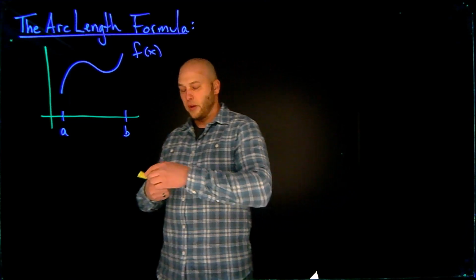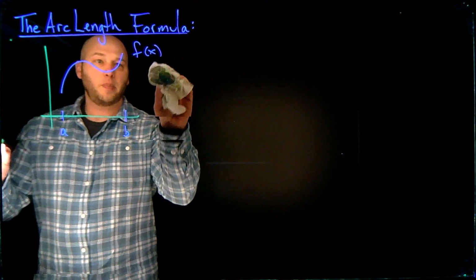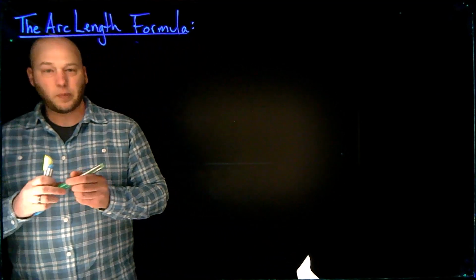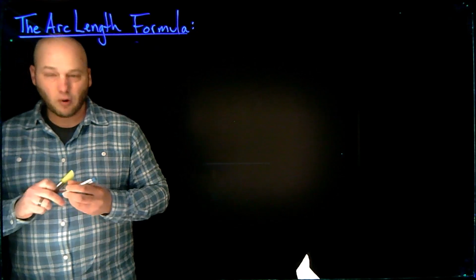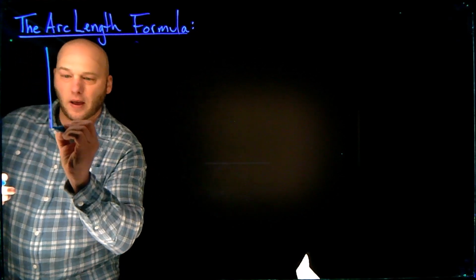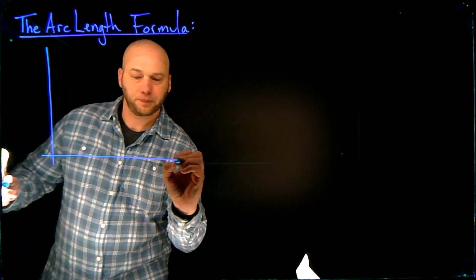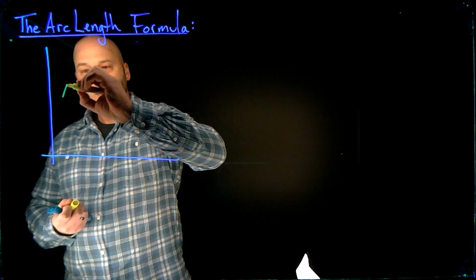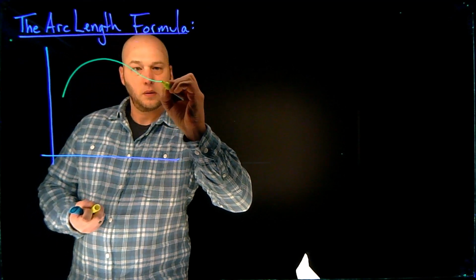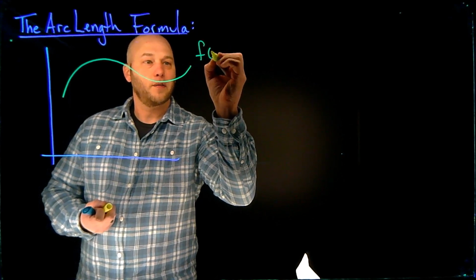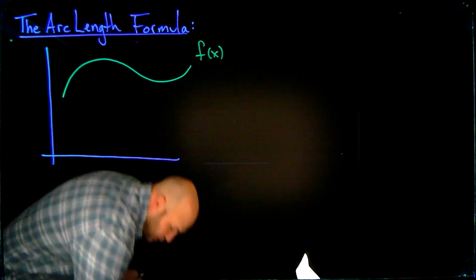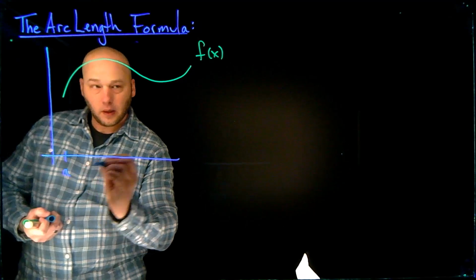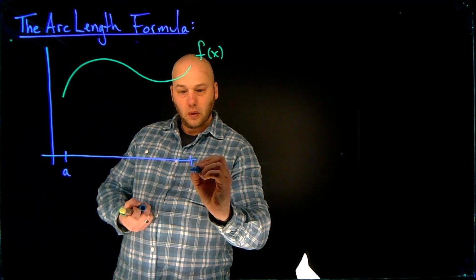So let me redraw this so I can do it bigger. Actually, let me clean this up so I can use the glass space here. Let me go ahead and redraw a graph of this, and let's do it bigger. So let's say I've got this curve, and again, this is the graph of f of x on the interval from a to b.